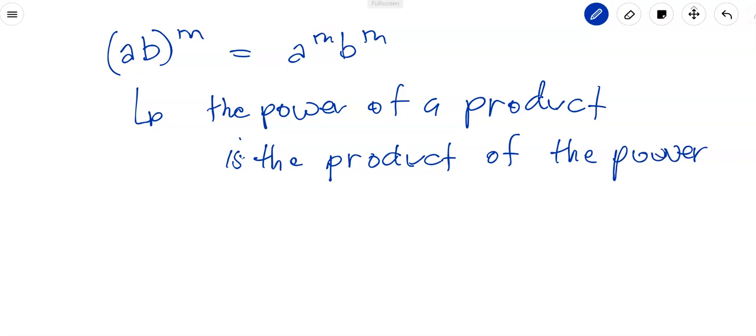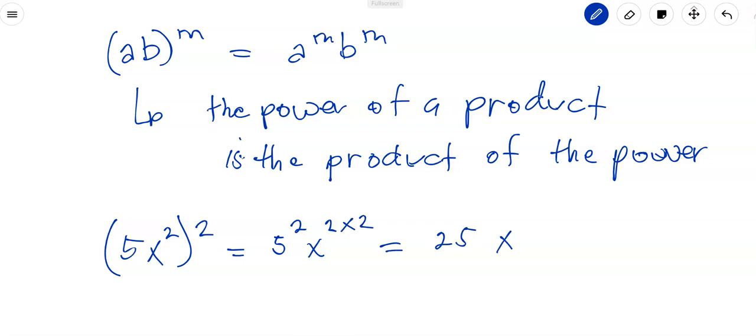So what is the meaning of this one? Let's say we'll have 5x squared, open and close parenthesis, to the power of 2. So therefore, what we're gonna do, we have 5 squared, x to the power of 2 times 2, therefore we'll have now 25x to the power of 4. Another example, (2xy) to the power of 4. So therefore, we will get now 2 to the power of 4, x to the power of 4, and y to the power of 4.